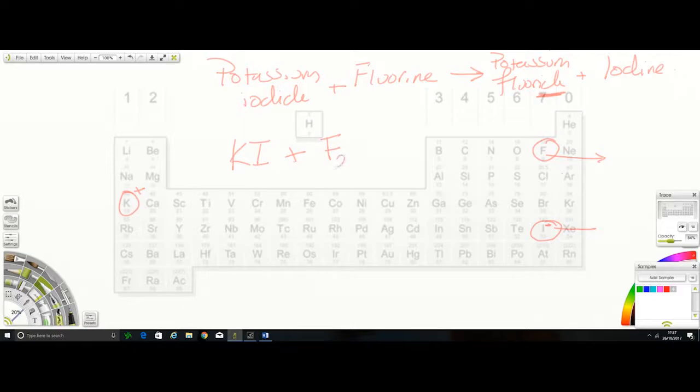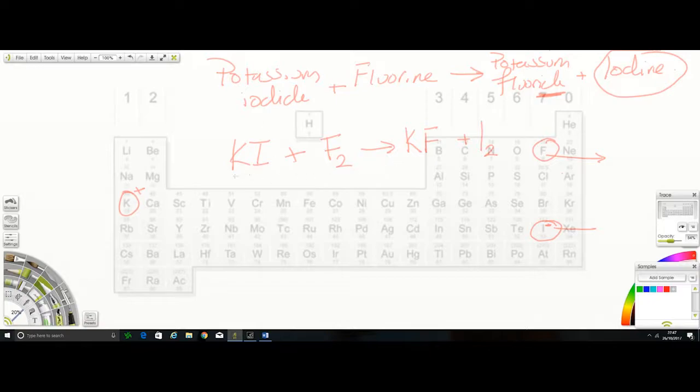It's group 7, so it's diatomic. So we need F2, which is going to make potassium fluoride, which is KF, plus iodine, which is on its own, which is going to be diatomic therefore because it's group 7. And now all you have to do is balance it.